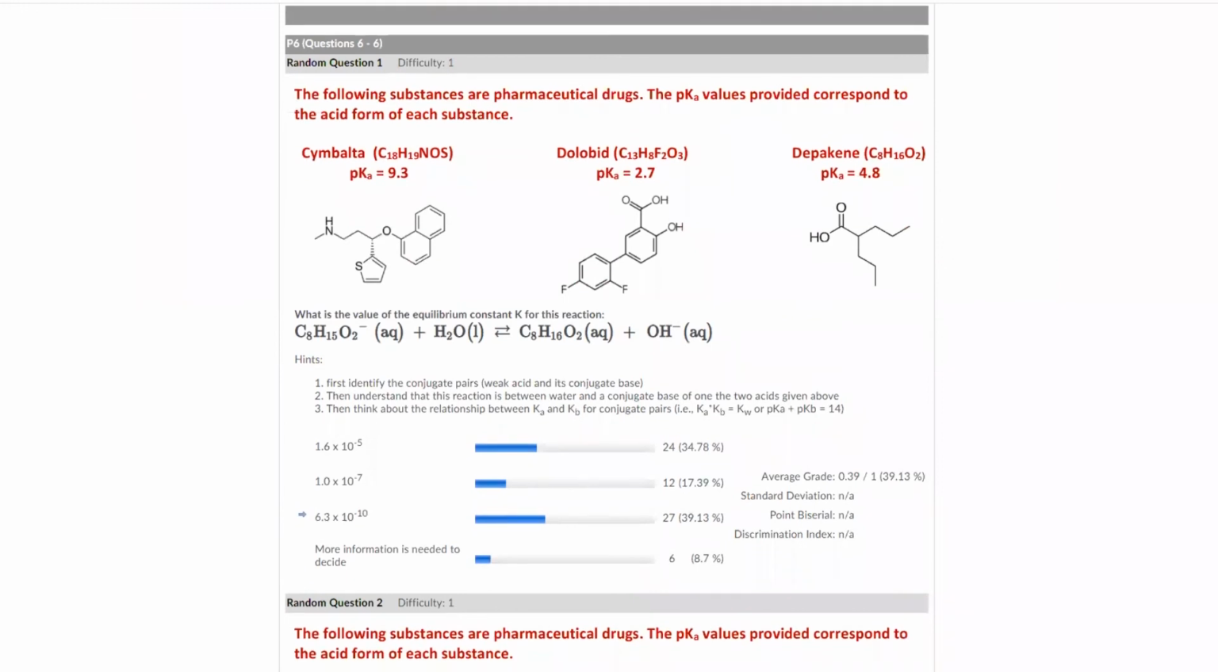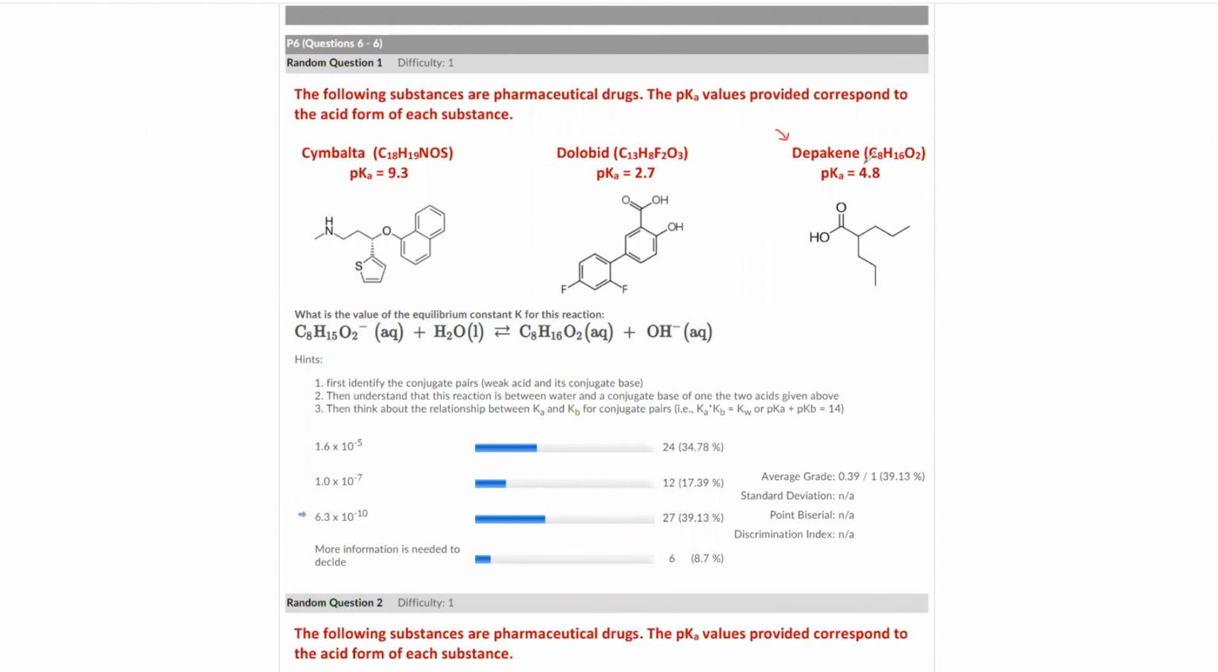What is the value for the equilibrium constant K for this reaction? Okay, now I've given some hints here, but you will not always get these hints, but let's try to follow them along. Okay, so we're talking about C8H15O2 minus. So that seems to be, there are no nitrogens or something like that. Therefore, it seems to be talking about depakine. That's the first thing you need to appreciate.